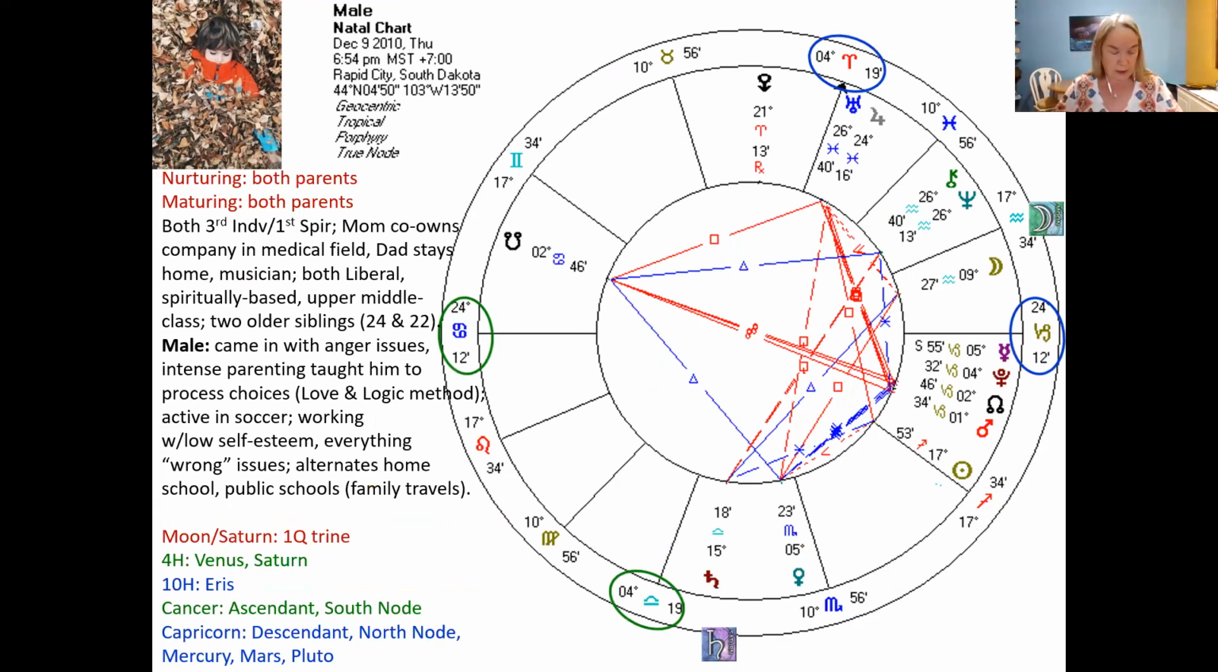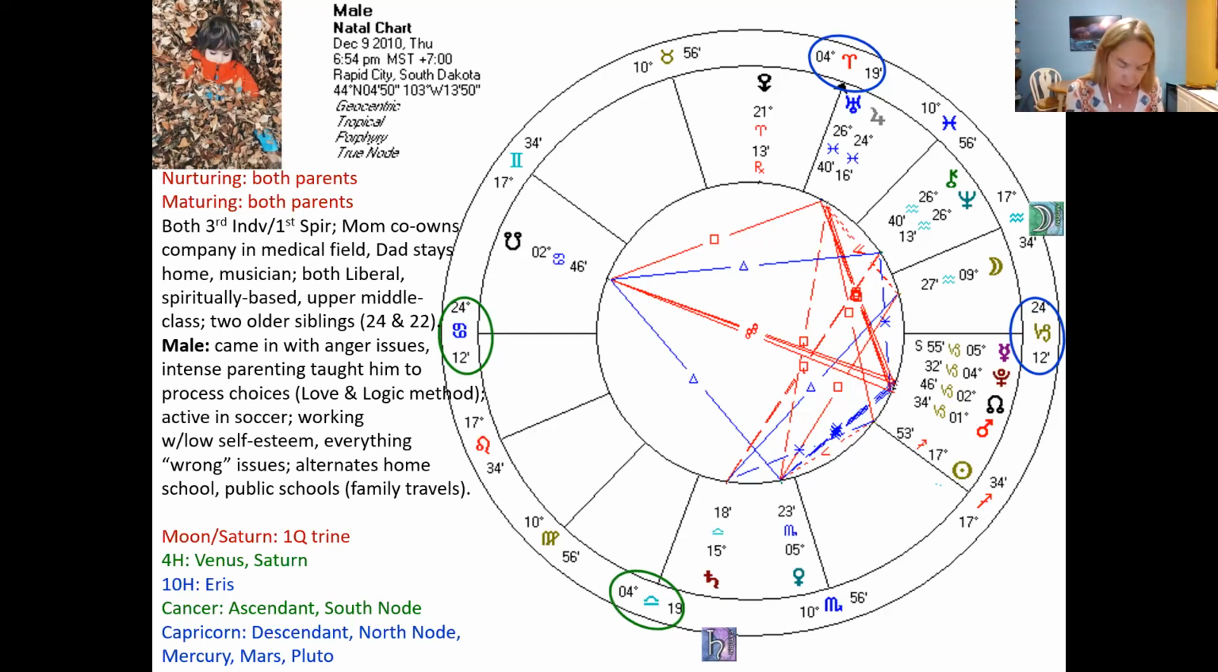And again, these three young ones are a little easier for chart examples because they're not necessarily a 2-year-old that I don't know anything about. I've had the time to observe all three of these, which is kind of why I chose this age group. In regards to this male, both parents are nurturing and maturing. And hopefully I can be clear enough in showing you some examples with this.